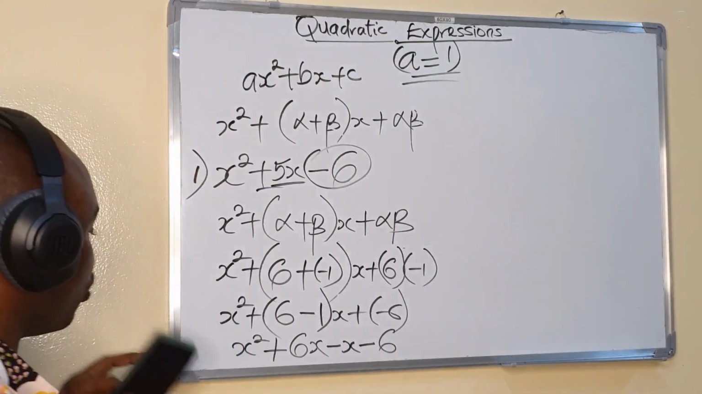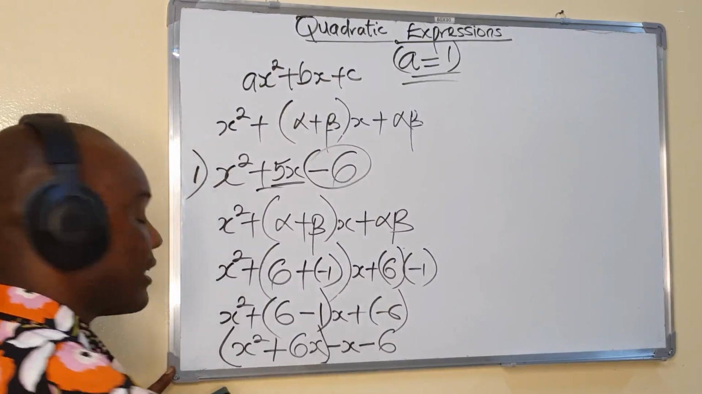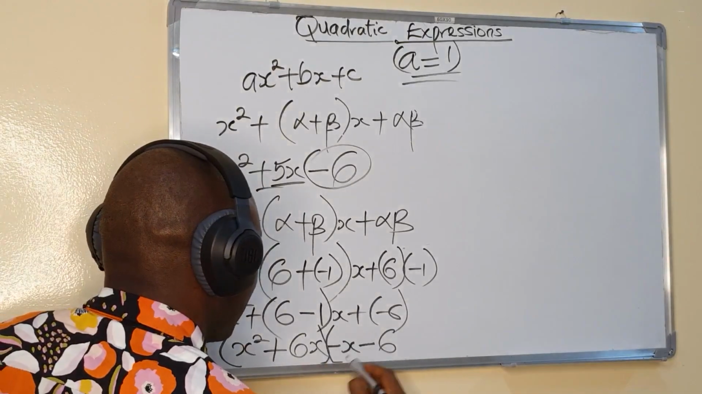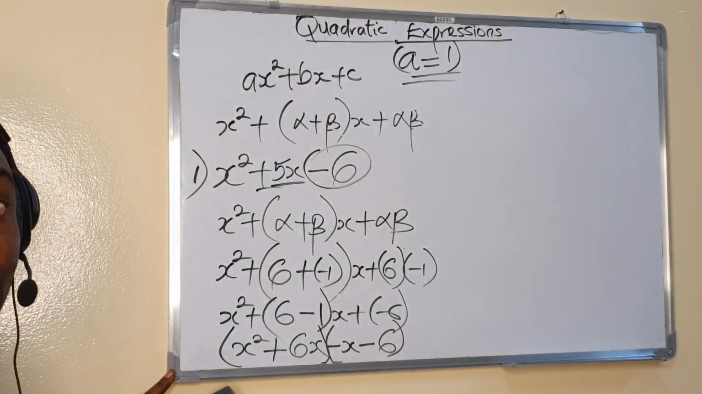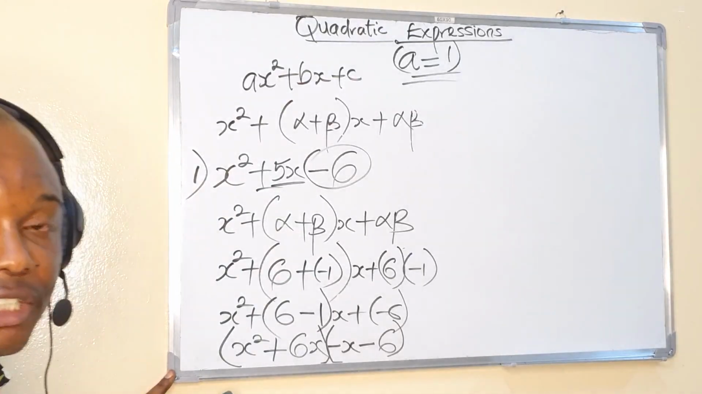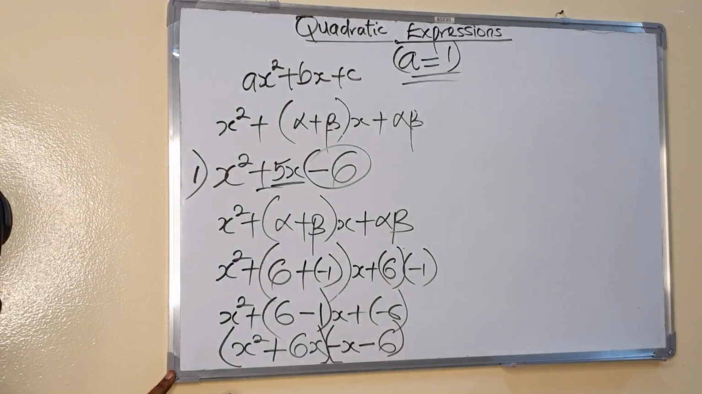In that case, I can group x squared and 6x together, while -x and -6 can also be grouped together. Now our factorization is going to work out swiftly. In case you haven't seen my video on factorization by grouping, you should try to see it so that you can understand exactly what I'm doing right here. In fact, I have made 3 videos on factorization, A, B, and C, so that a clearer understanding will be there when you see the videos.